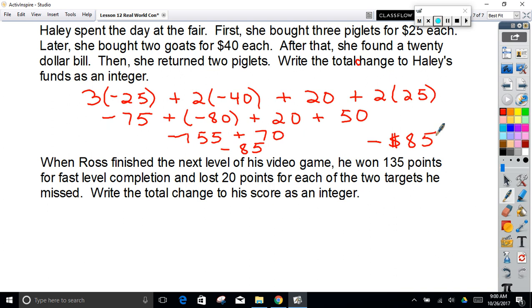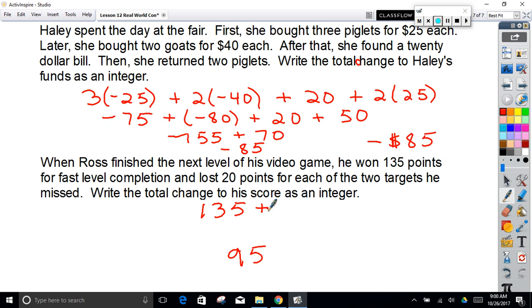Okay, Ross, you probably guessed I'm going to call on you for this one. What was the change to your score, Ross? 95 points. 95 points, good. How would you write that as an expression? I did 135, and then I put in parentheses negative 40 because I missed 2 targets and 40 points. Okay, good. So I'm going to put an addition sign in there too.